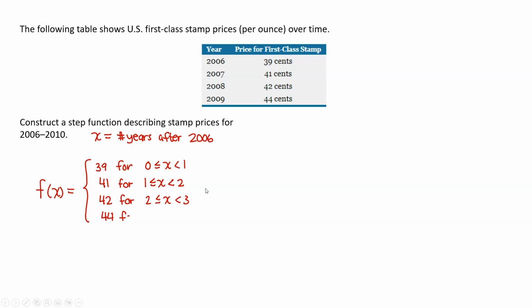And then anything beyond 2009, we don't really know what goes on after that. It's 44 cents. You're taking this up to 2010, but you don't know what goes on after 2010 because the table doesn't go that far. So you have to work under the premise that it's probably going to keep doing that for the time being.